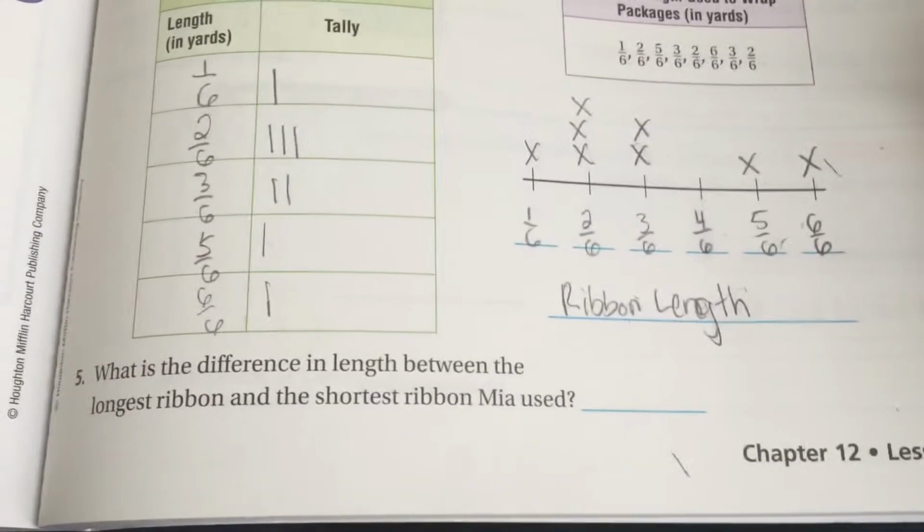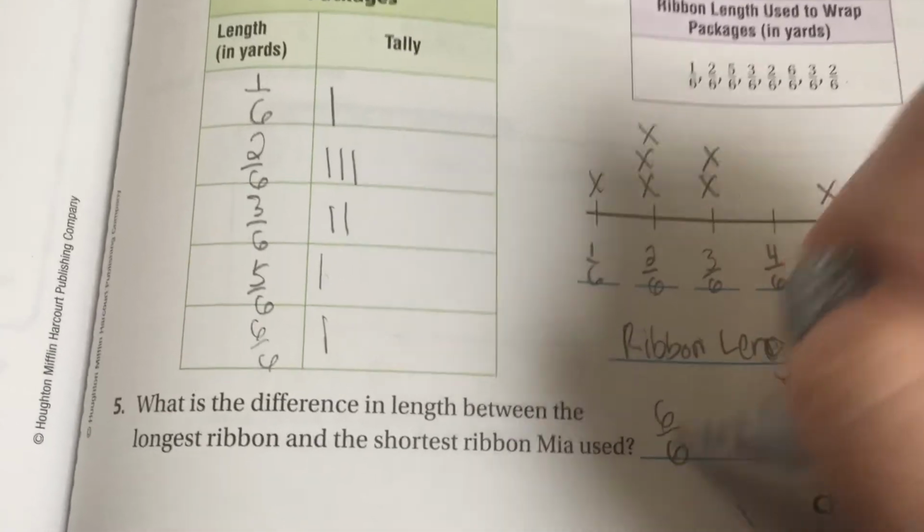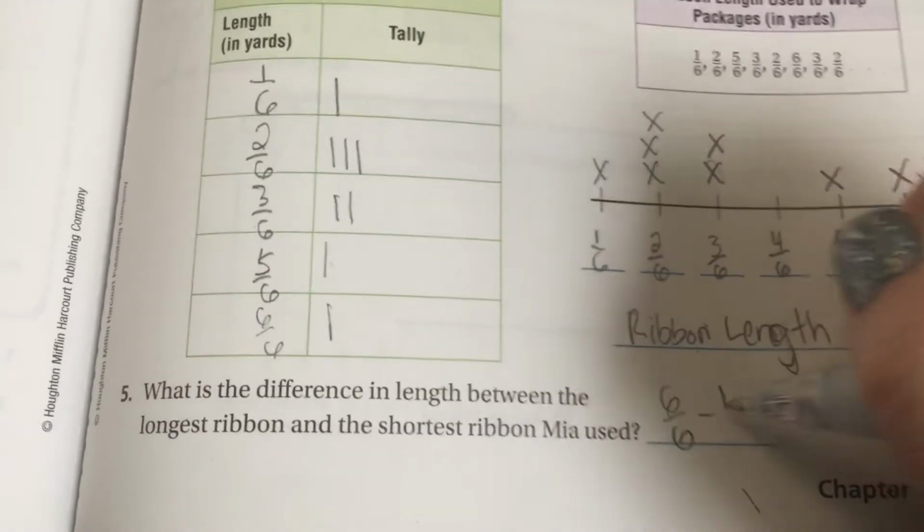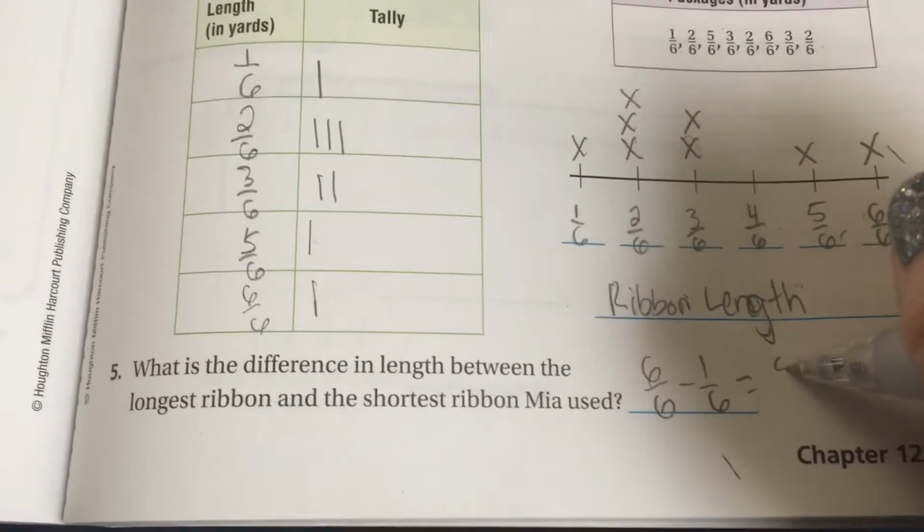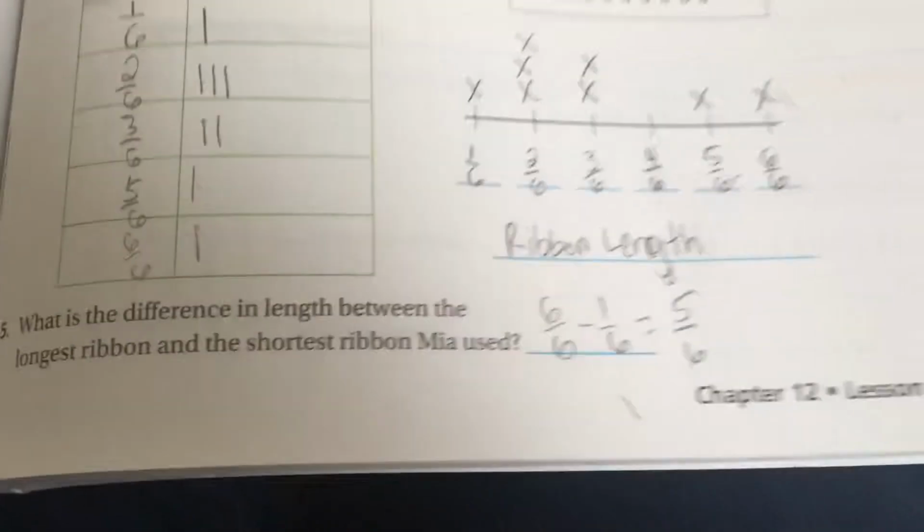Okay. What's the difference in length between the longest ribbon and the shortest ribbon? Longest ribbon was 6, 6. Difference, subtract the shortest length, and the difference is 5, 6.